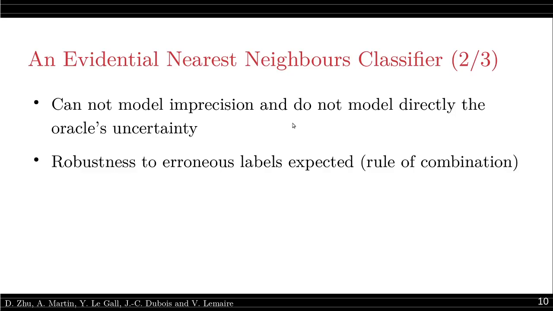This classifier is, however, unable to model an imprecision because of its definition. Only one class is supported per neighbor, and moreover, it doesn't model the uncertainty of the oracle because there is no way for the oracle to quantify his belief with this classifier. However, we can expect a certain robustness against the wrong label, thanks to the rule of combination which is applied twice.